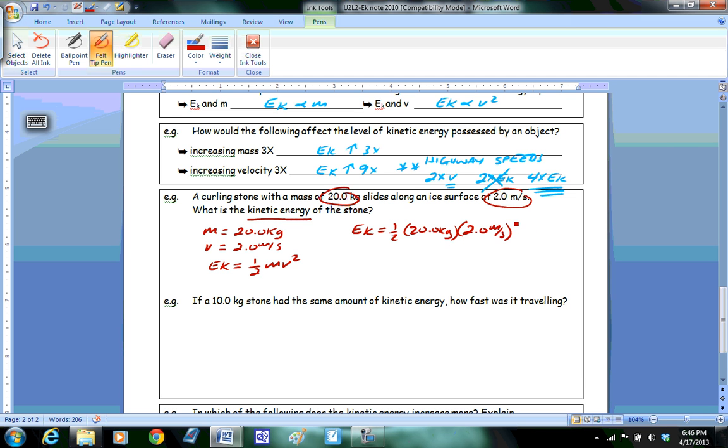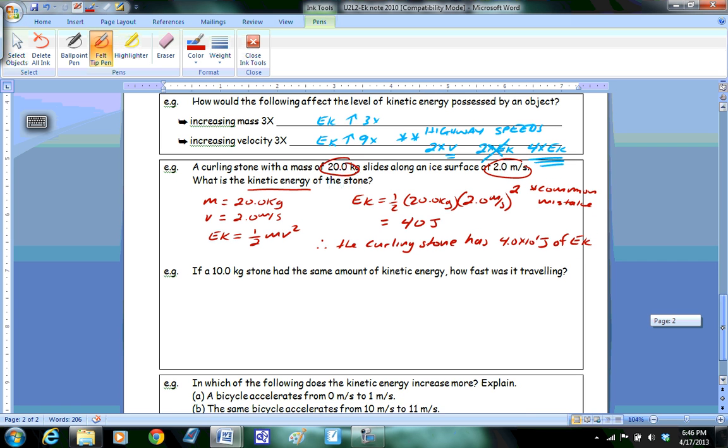And don't forget this, it's squared. A very, very common mistake is to forget this part of the equation. So don't forget the square there. When you plug the values in, you're going to get a value of 40 joules. So therefore, the curling stone has 4.0 times 10 to the 1, remember 2 significant digits, joules of kinetic energy.